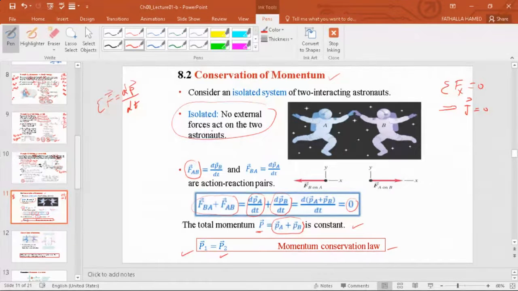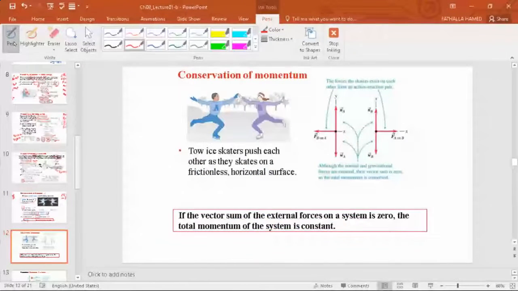But when no external forces are acting on the system, and this is the case that we have here in space, you don't have any air resistance and so on, so we're okay to say that. That's also equivalent to saying that if you take 2 ice skaters and there is no friction, the same thing applies. There will be no external forces, and you get conservation of momentum.